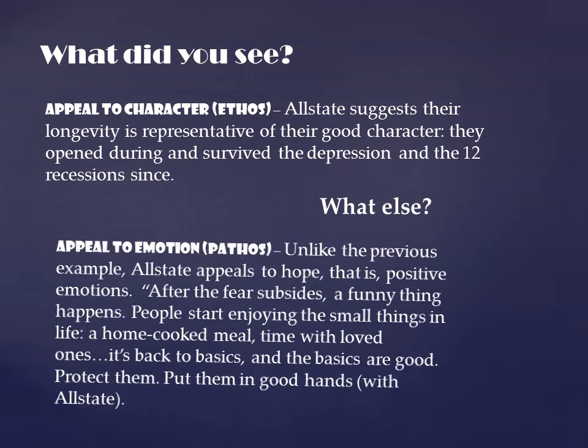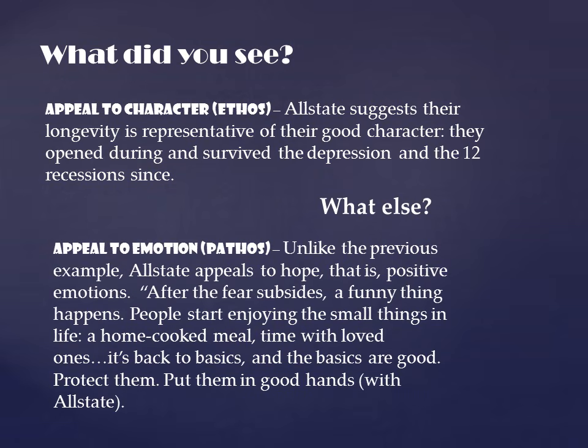What else? The appeal to emotion. This is slightly different than before. Unlike the previous example, Allstate appeals to hope, that is, positive emotions. They talk about enjoying the small things in life and getting back to basics and protecting your family with them. So in this case, they're appealing to hope and love, which are the other aspect of pathos. So it's not always a negative emotion you're appealing to. Sometimes it can be a positive, but ultimately it's the same rhetorical device. It's the appeal to emotion, or pathos.